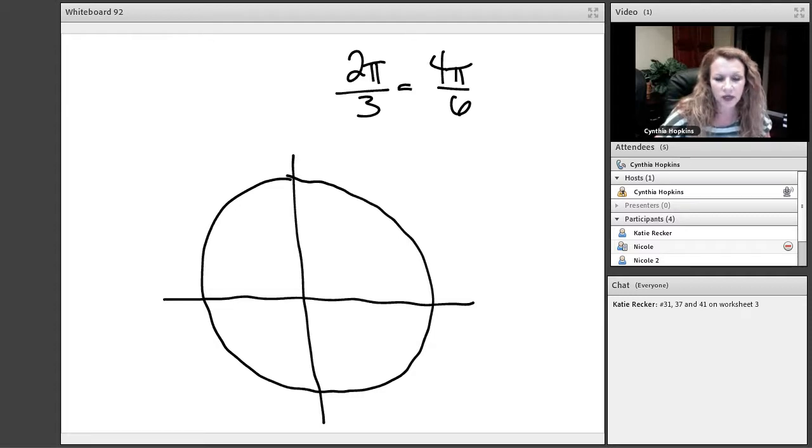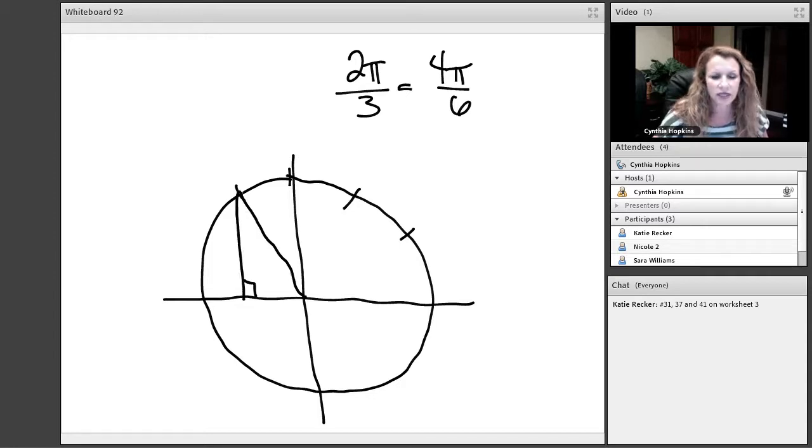So starting from standard position, which is the positive x-axis, I'm going to go in the positive direction. 1, 2, 3, 4 increments of 30 degrees. See how I don't have to convert anything? And I can draw the terminal side of my angle, then draw the perpendicular to the x-axis. You always want to draw the perpendicular to the x-axis to form your reference triangle.